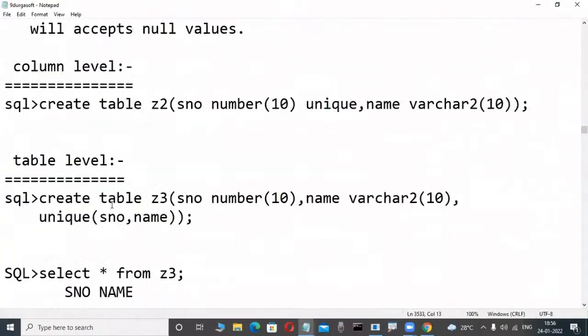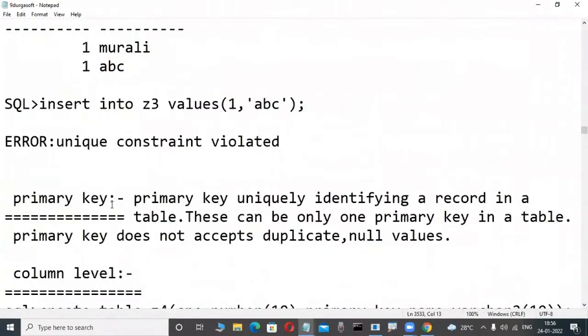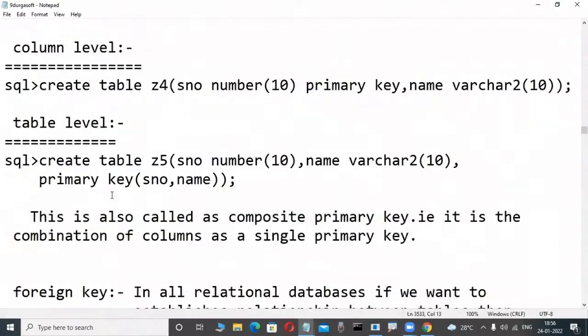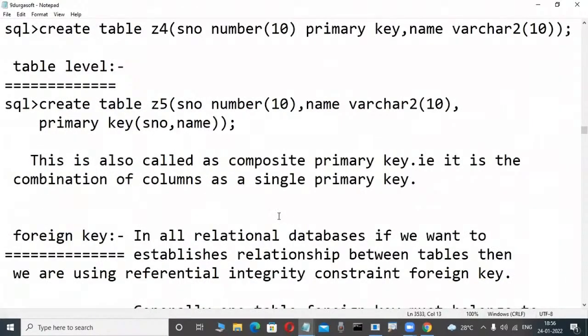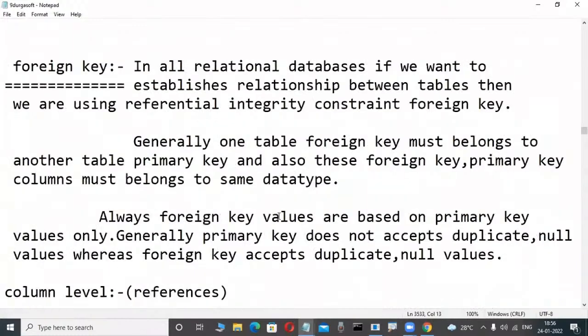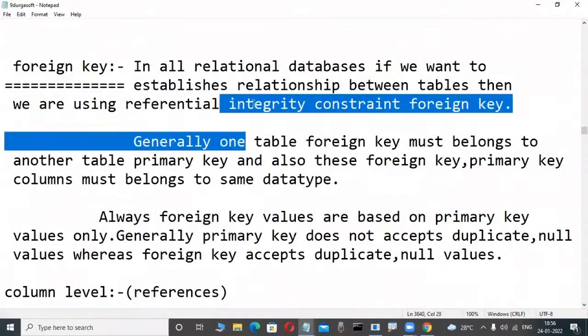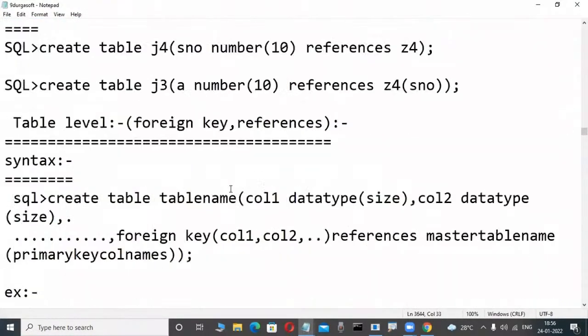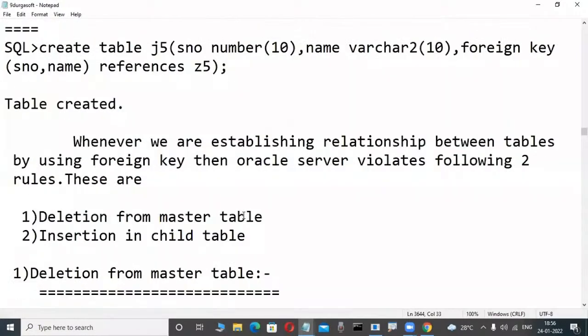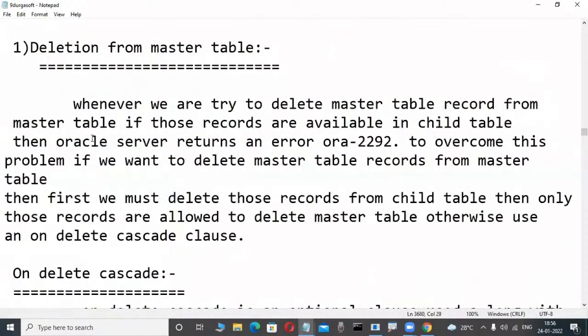In a demo class, explaining all the things is not possible. We just observe it roughly. With foreign keys, this is how we establish a relation. Whenever master and child tables are there, there are two rules in every database: deletion from master table and insertion in child table. Whenever we delete from the master table, what happens?